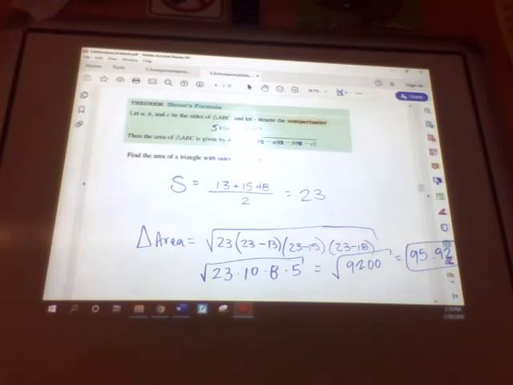All right. So on that note, the triangle area, if you weren't there while I was solving, is the square root of 9,200, so 95.92. But it doesn't give you the units, so it's just units squared. So lame, but that's the answer.